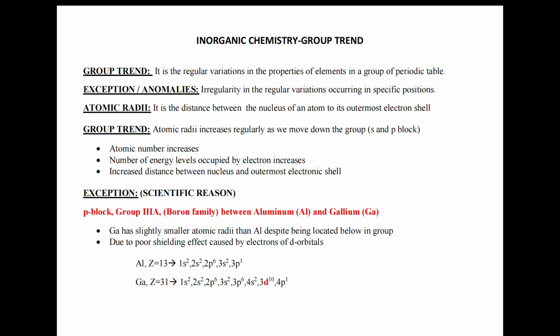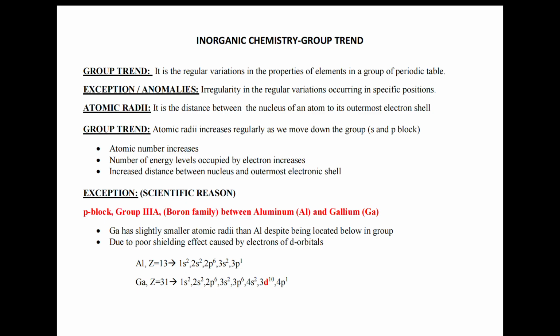As we move down the group, the atomic number increases, which means the number of electrons is increasing. Where do electrons live? They reside in the electronic shell. Therefore, the distance between the nucleus and the valence shell also increases, which means as we move down the group, the atomic radius increases. But there are a few exceptions.